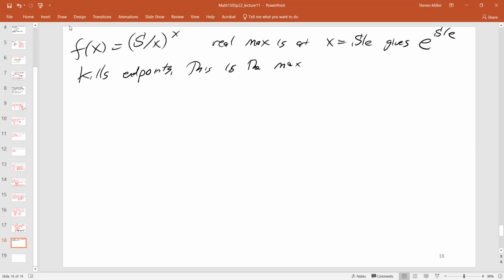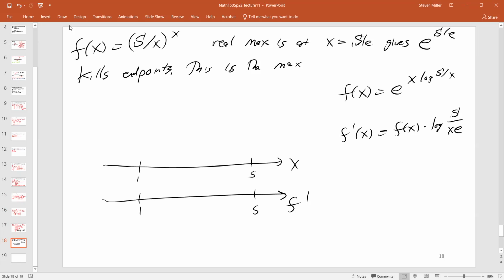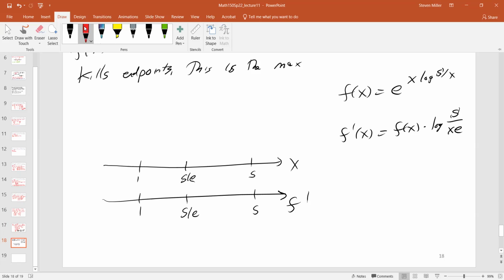This allows me to review one last thing about calculus. So here's my x-axis, and here's f prime. So f of x is e to the x log s over x. F prime of x was f of x times the log of s over xe. So here's 1, here's s. My critical point was when x equals s over e. What is the value of the derivative at s over e? 0.